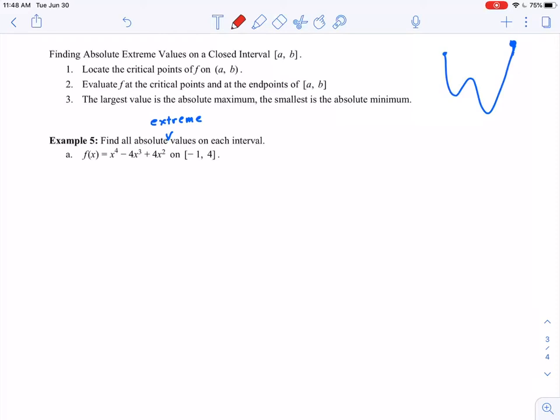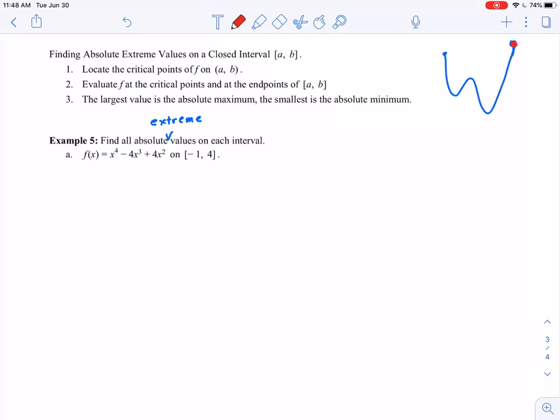The last thing I'd like to talk about in this section is how to find those absolute extreme values on a particular closed interval AB. Because remember, we need to live on a closed interval in order to be guaranteed absolute extreme values. So if I think about where our absolute extreme values can occur, one place we saw pretty often was endpoints.